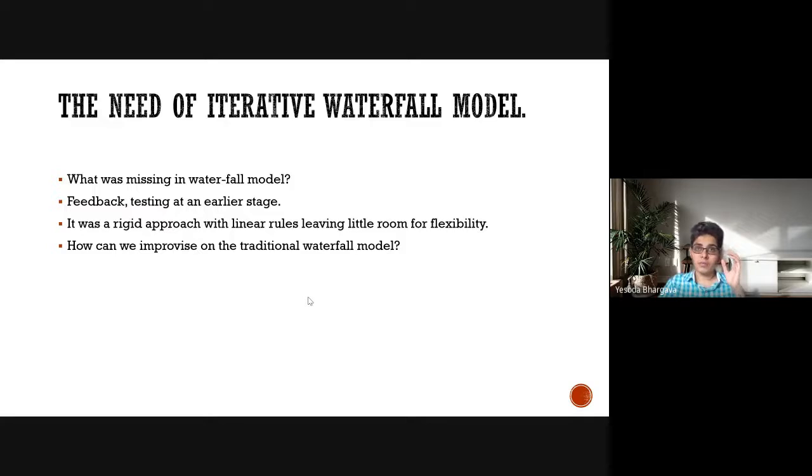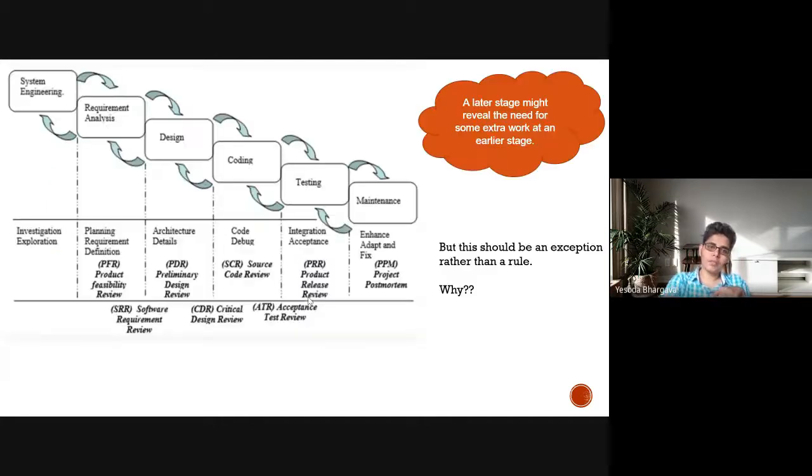Because again, the philosophy of the waterfall model is that it just goes in one direction. There is very little room to go back. So, the waterfall model was a rigid approach with linear rules having little room for flexibility. The iterative waterfall model created some space for flexibility. I would say some space because it is still a waterfall model. So that is what it attempted to do.